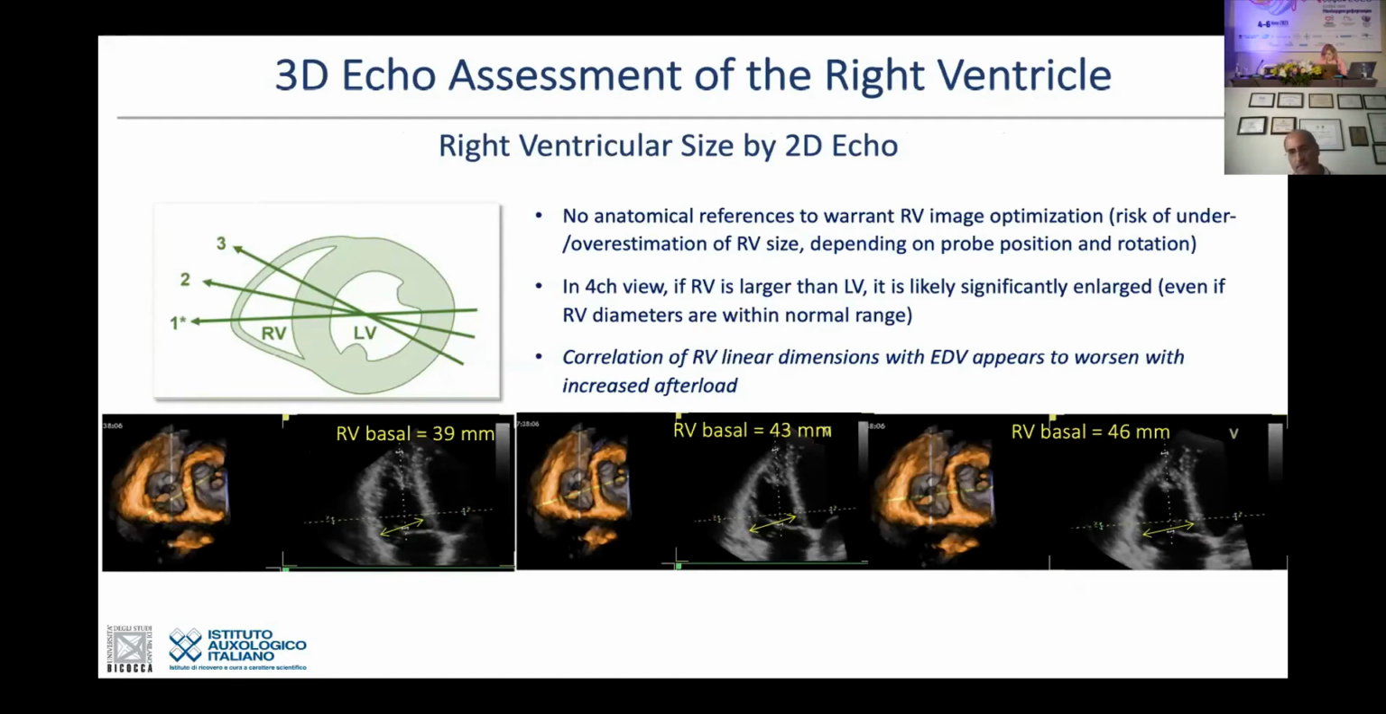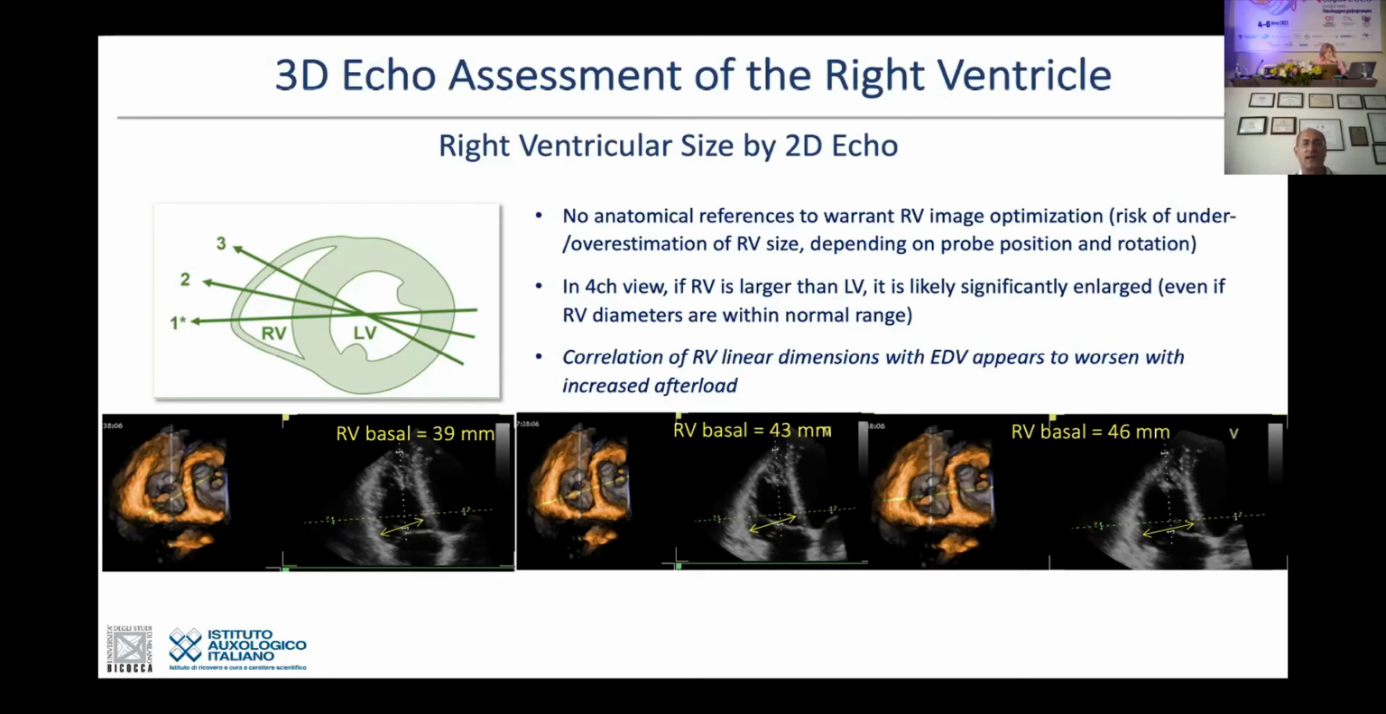And also the linear measurements that we perform to provide an estimation of the size of the right ventricle are quite unreliable, because of the crescentic shape, they depend much more on the position, on the rotation of the probe than on the actual size of the right ventricle.